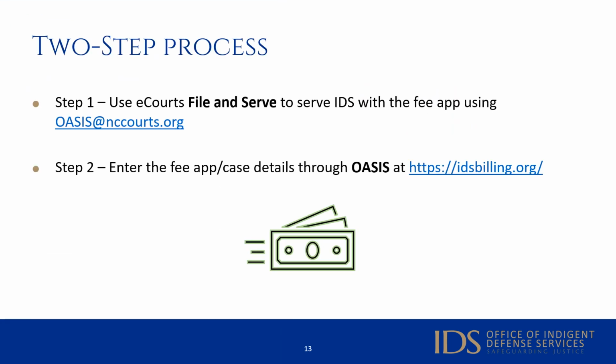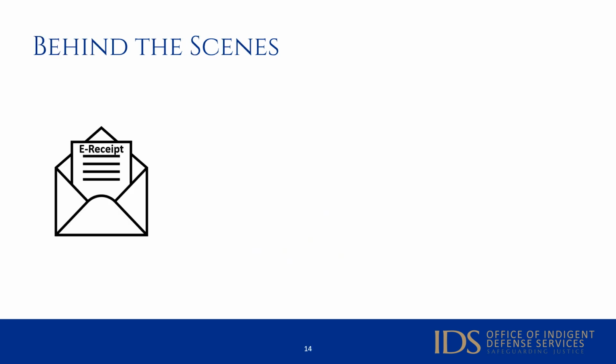With Oasis, PAC will follow two simple steps to get paid. Step 1, use e-courts File and Serve to serve IDS with the FIAP using oasis@nccourts.org. And Step 2, enter the FIAP and case details through Oasis at idsbilling.org. After an invoice is submitted, the attorney immediately receives an email receipt of the invoice or invoices along with the case numbers. This provides a tracking system for the attorney.